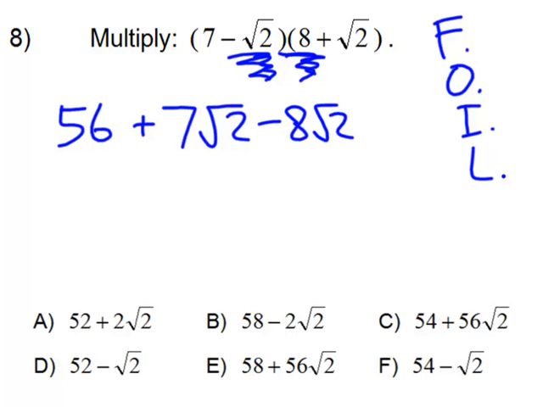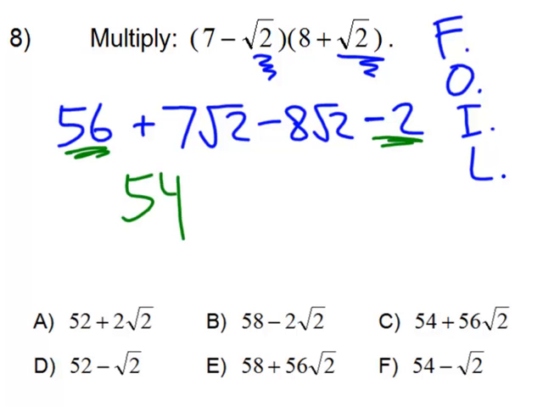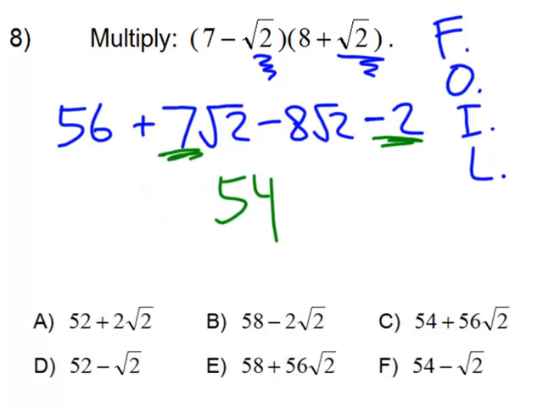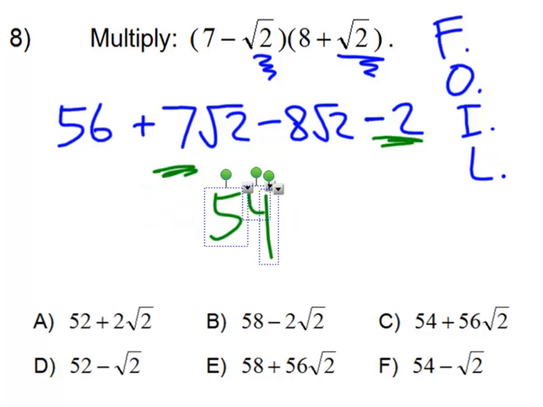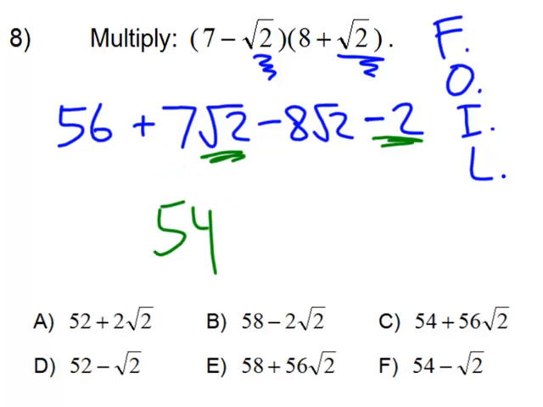And finally, the last terms. That's negative root 2 and positive root 2. That would give us just negative 2. All right, let's combine our like terms. We've got a 56 and a minus 2. That would give us a 54. Then we've got a positive 7 root 2 and a negative 8 root 2. That would give us a minus 1 root 2. So we look down at our answer choices, and that would be F, wouldn't it?